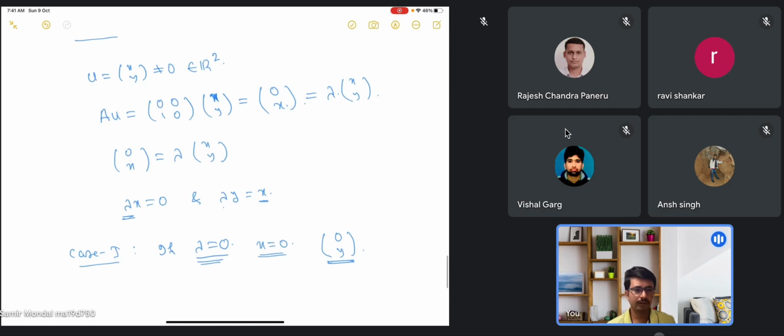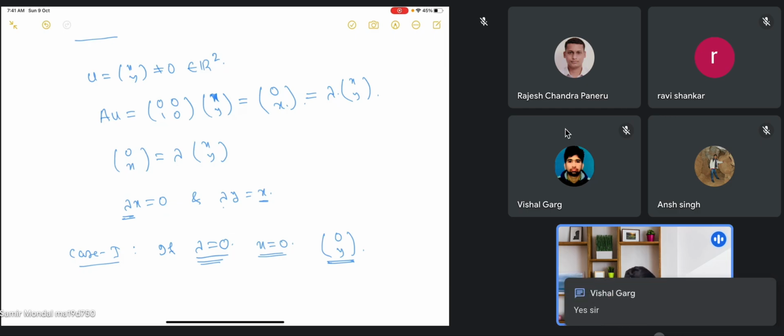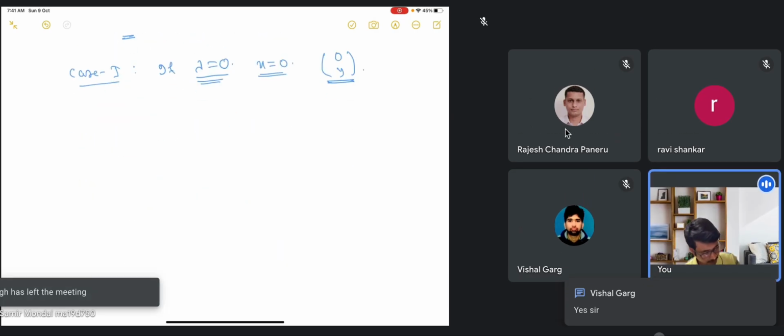Am I correct or not? I think two eigenvalues are 0. Is it? Are you agreeing with me? Yes, sir. Yeah, so it will work. I am going to another example.